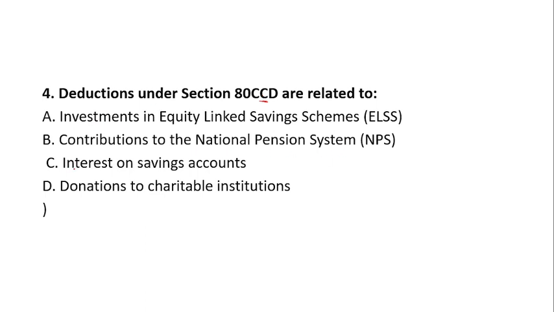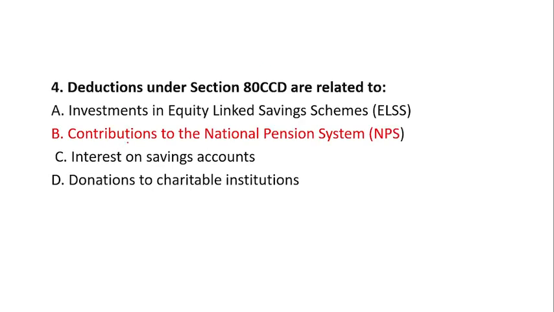Option C is interest on savings account, and option D is donation to the charitable institution. Let's pause the video and answer. Try it yourself. So what will be the correct answer? The correct answer is option B, that is, contribution to the National Pension System is for 80CCD.